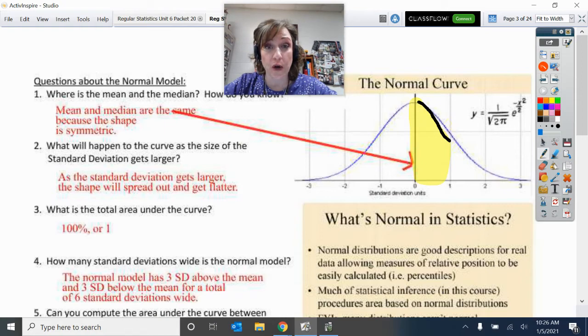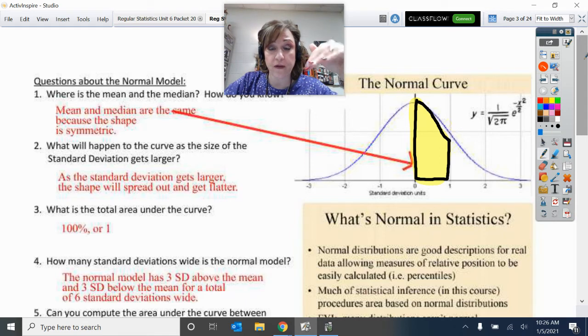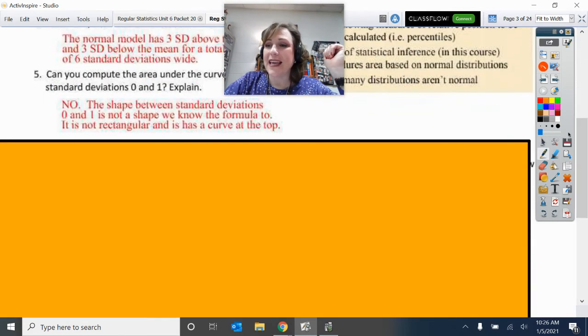It's got this curved shape. So I could break it up into rectangles and such, but then that wouldn't be completely accurate because of this continuous curve. So guess what? Calculus to the rescue.